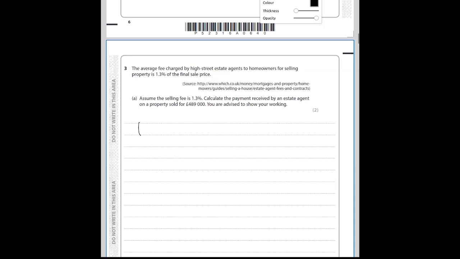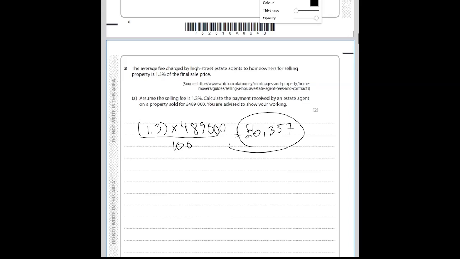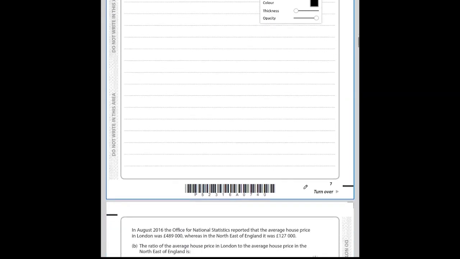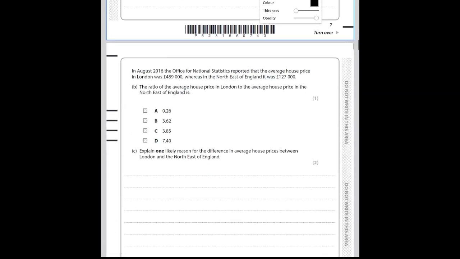You're just going to multiply 1.3 times 489,000 divided by 100, and you're going to get £6,357. And that's your answer. No idea why they're asking you this. I don't know what it's testing really from the curriculum, but there you go. That's how you answer it.